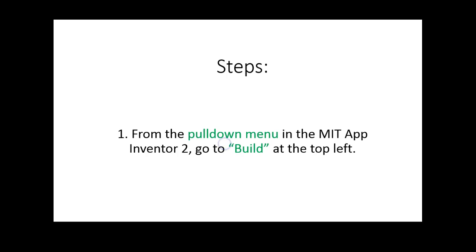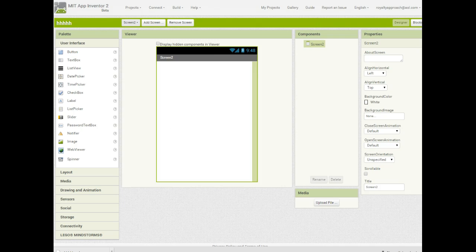Okay, so we're going to the steps. First, you're going to go to a pull-down menu in App Inventor 2. This is App Inventor 2, by the way, and then the App Inventor 1. And you go to Build. Now this is very easy to see. So let's go back here and you go here. This is the one you go to, and you go to the one that says Build.